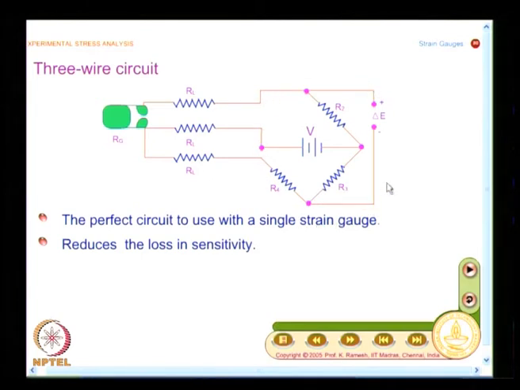This portion does not change, but how you connect the strain gauge to the strain meter in forming the bridge is slightly modified and shown here. And what is recommended is, this is the perfect circuit to use with a single strain gauge. When I am using a quarter bridge, this is the best arrangement, and this reduces the loss in sensitivity. And what are the other features? It eliminates initial imbalance problems.